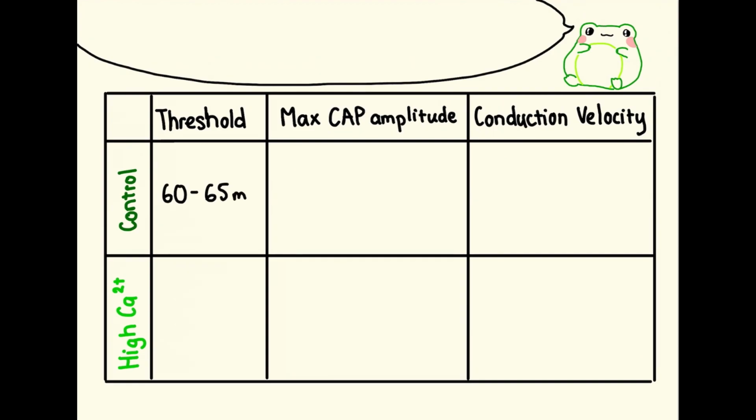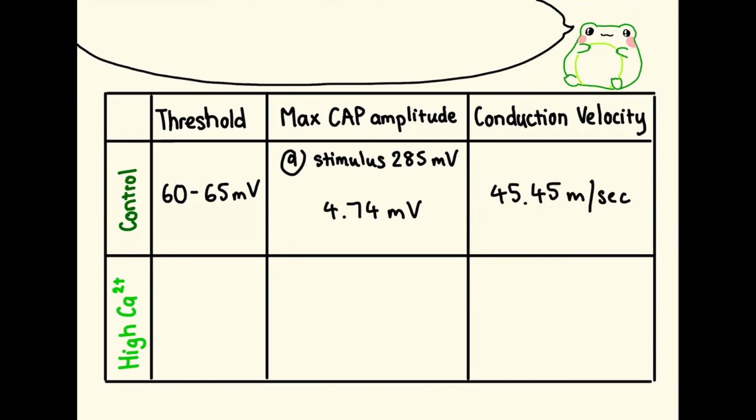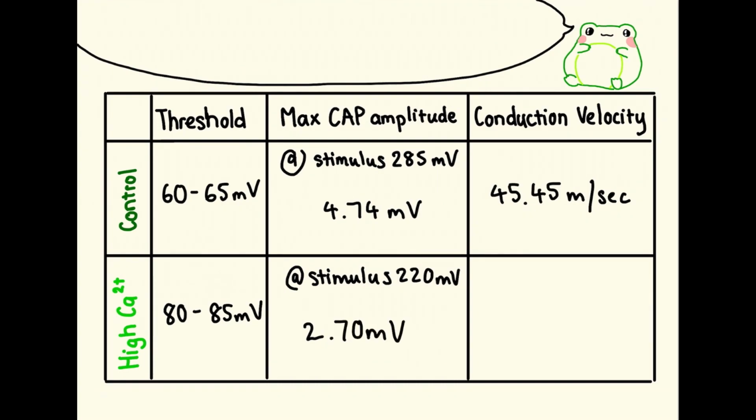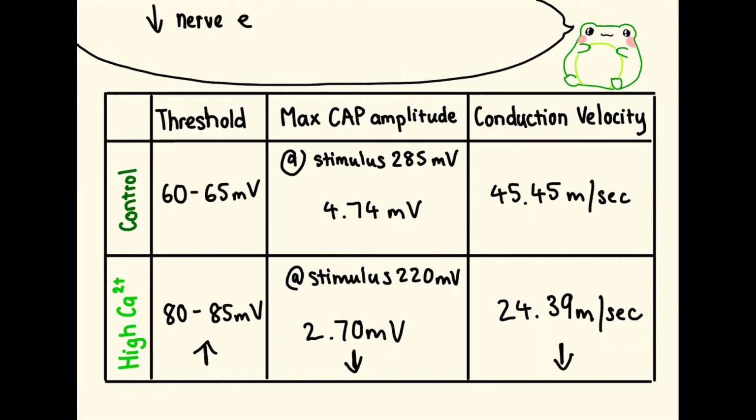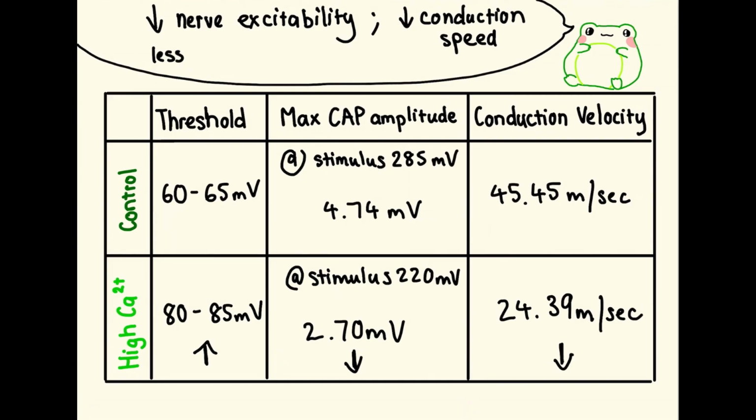Here are the results for high calcium ringers. For the control, the threshold was between 60 to 65 millivolts. Maximum cap was 4.74 millivolts, and conduction velocity was 45.45 meters per second. After the treatment, the threshold was between 80 to 85 millivolts. Maximum cap was 2.7 millivolts, and conduction velocity was 24.39 meters per second. So overall, there was decreased nerve excitability, decreased speed of conduction down the axon, and less nerve fibers were recruited at the same stimulus potential.